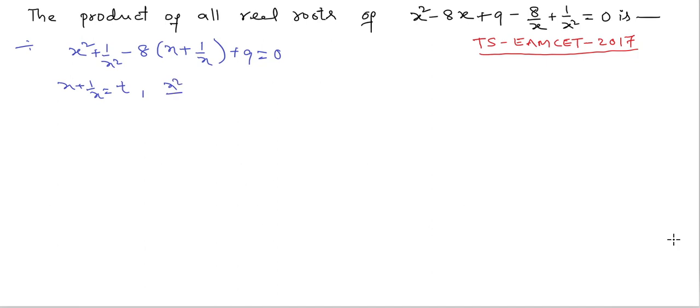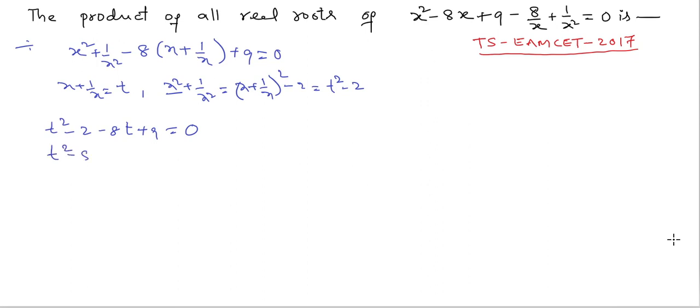and x square plus 1 by x square is equal to x plus 1 by x whole square minus 2, that is t square minus 2. Substituting these values, it is t square minus 2 minus 8t plus 9 is equal to 0. This is t square minus 8t plus 7 is 0. This is t minus 7 into t minus 1 is equal to 0. The t values are t is equal to 1 and 7.